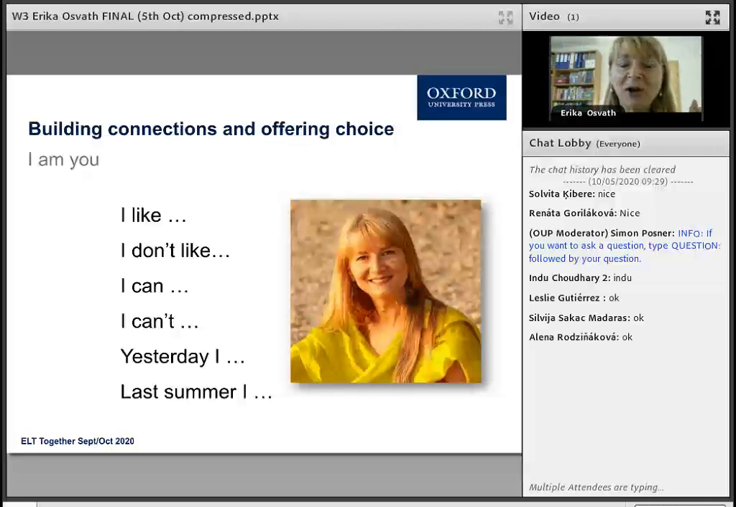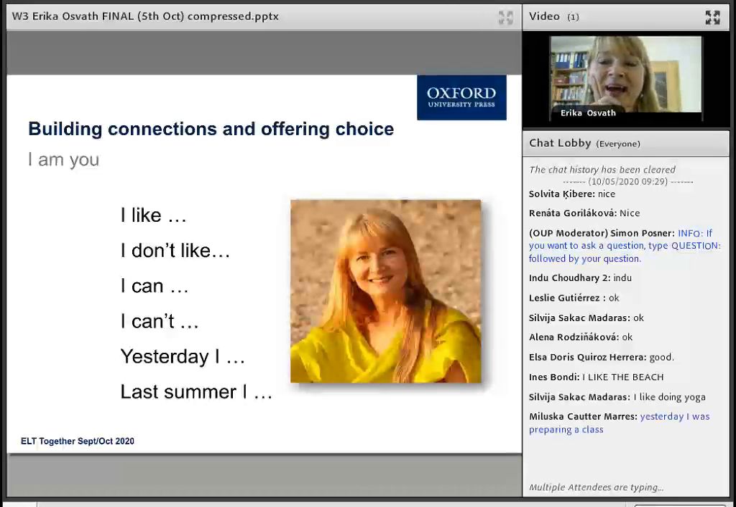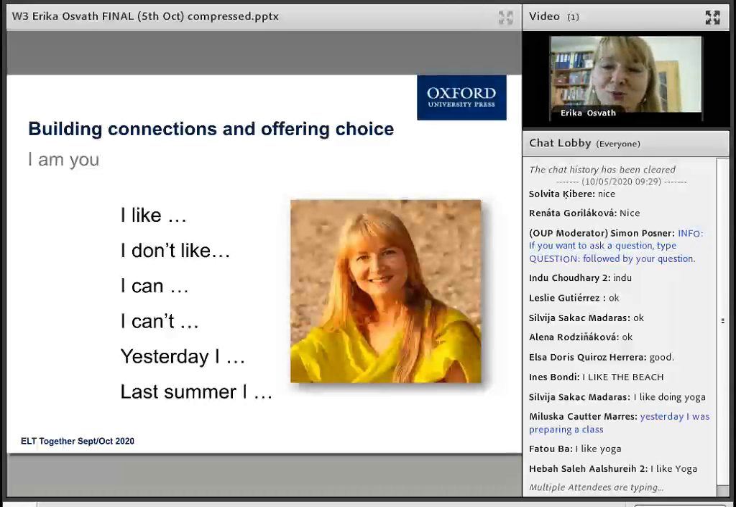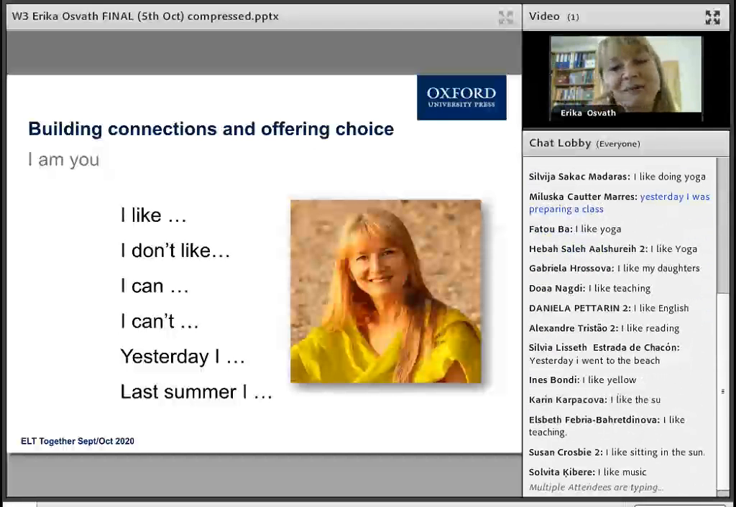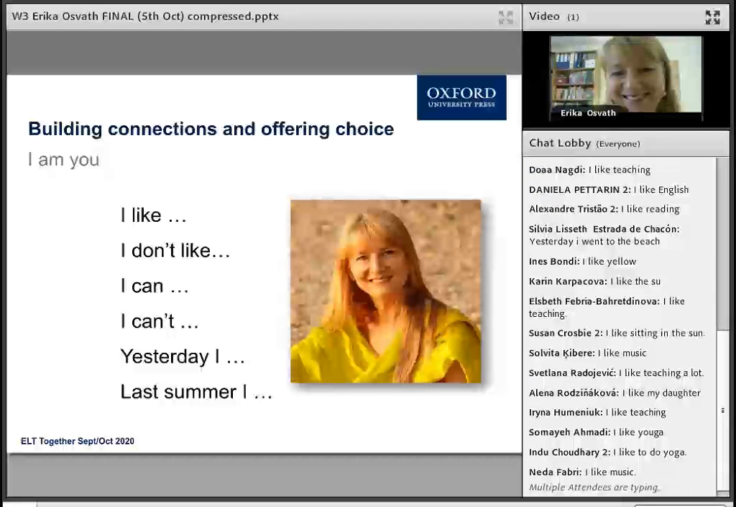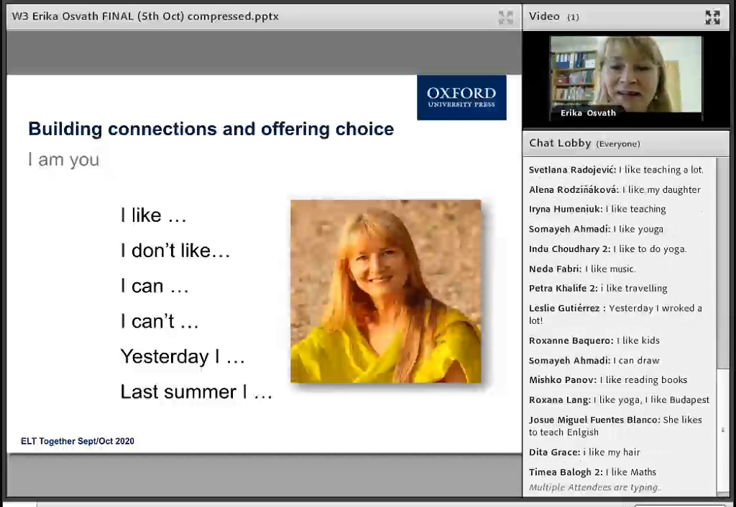Right. Now I would like you to choose two of these sentence starters and finish the sentence as if you were me. So finish it so that it's true for Erica. I like the beach. That's true. I like doing yoga. That's also true, Sylvia. I like my daughters. That's true, Gabriella. I like teaching. Great. Okay.